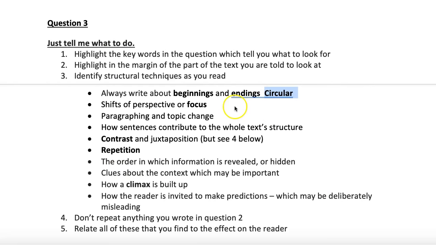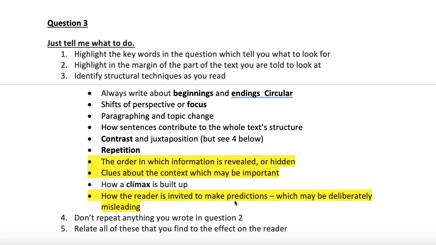So there are some things that no one's asked me about. The order in which information is revealed is often important because that controls what we predict. And when you talk about what the reader predicts, that's really what the author is trying to control in our thinking. So you may well get structural points where, for example, a gun might be revealed at the beginning of the passage and we assume that the character is going to kill someone with it, but actually what happens is that someone else comes in, picks up the gun and kills them.